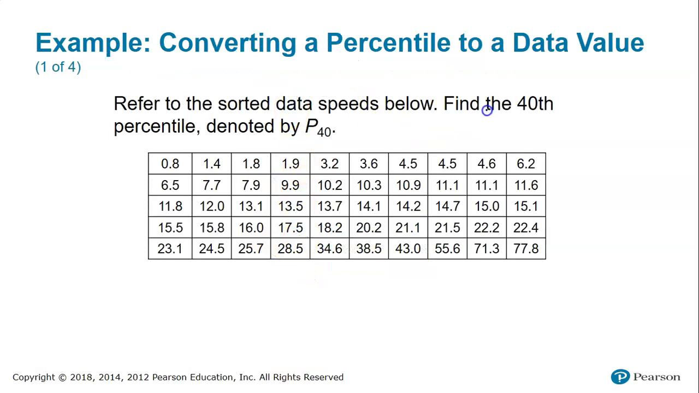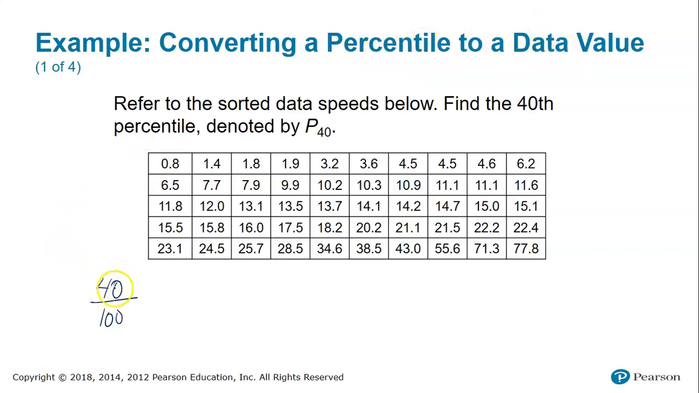Okay, on this one, we want to find the 40th percentile, and that's going to be denoted by P sub 40. So the first thing we want to do is take that 40, and it's like we're undoing the process that we just did. The process we just did ended by multiplying by 100, so this way we're going to start out by dividing by 100. And again, this is converting a percentile to a data value.